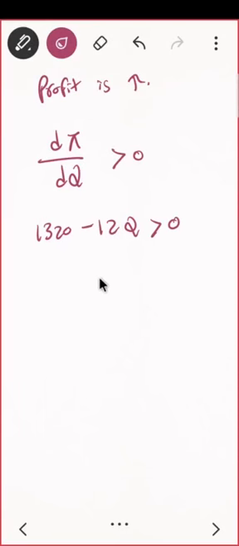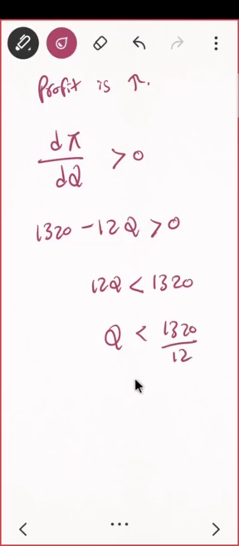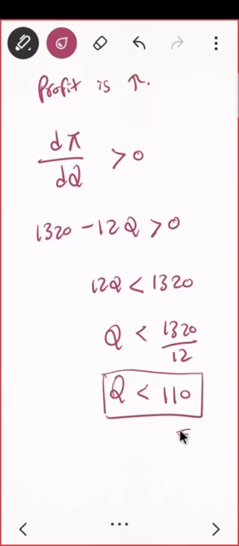Correct. Minus 12Q, that is positive. So what can you say? 12Q is less than 1320. So what can you say your Q must be? It must be less than 1320 divided by 12. कितना आएगा ये? 110. Perfect. Nice. Correct? Okay. Which was this? Question number 4, no?